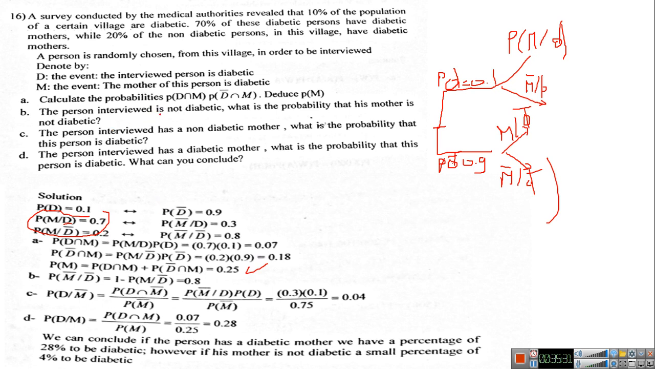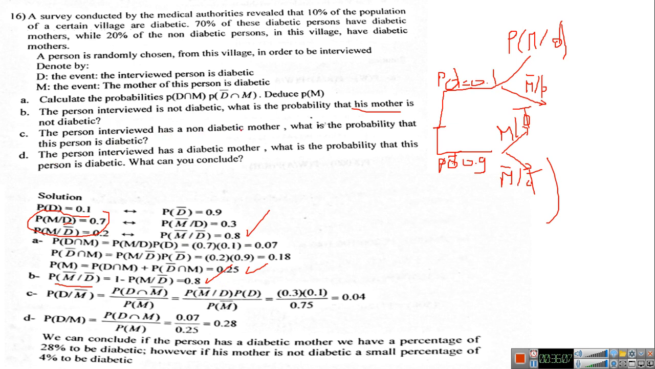The person interviewed is not diabetic, knowing D bar. What is the probability that his mother is non-diabetic? So when you want just the inverse, because I have M bar knowing D bar... let me see here, in part B, the person interviewed is not diabetic, okay? It's not the inverse, it's the same. P of M bar knowing D bar, I have it already, 0.8. You can do it directly, it's not the inverse. In part C, the inverse.